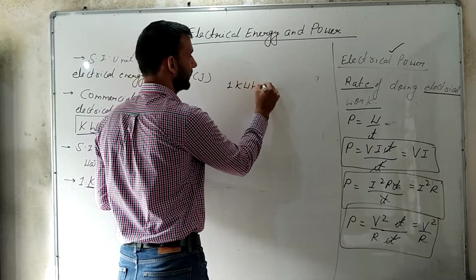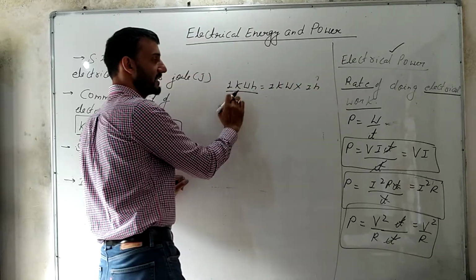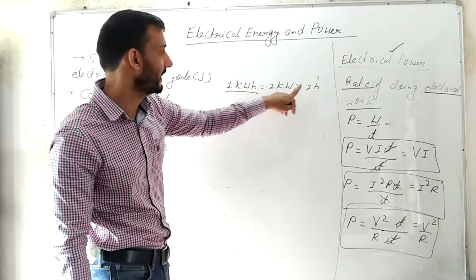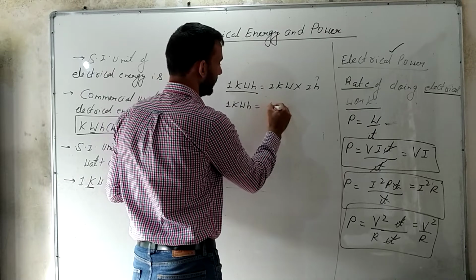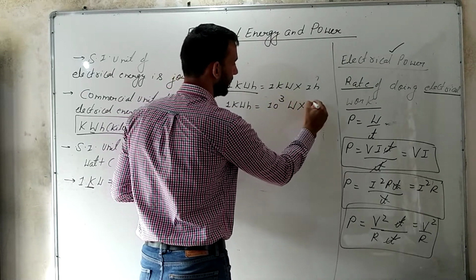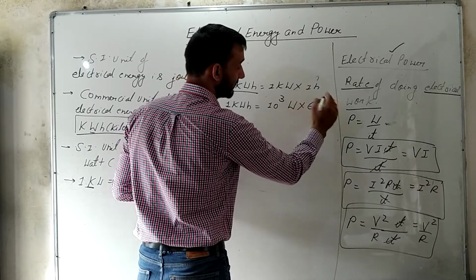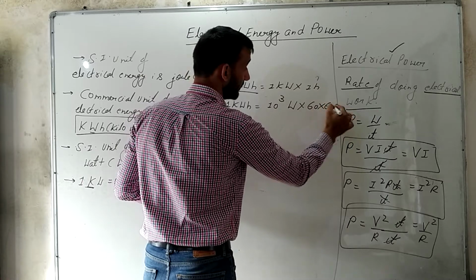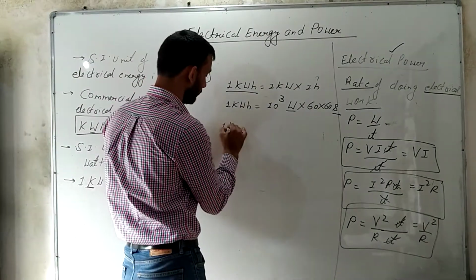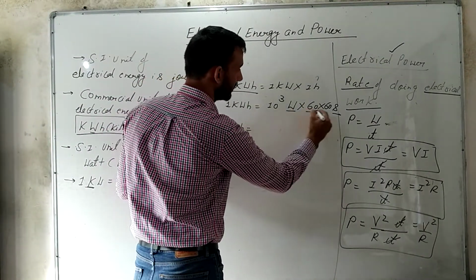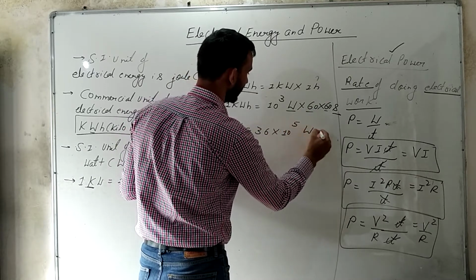1 kilowatt hour, I can write as 1 kilowatt into 1 hour. So if you look at this, 1 kilowatt hour is the energy, 1 kilowatt is the power, and 1 hour is the time. So 1 kWh is equals to 10 to the power 3 watt into 1 hour, which is 60 minutes, and 1 minute is equals to 60 seconds. This watt second, I told you before, will become joule. So 1 kilowatt hour is equals to 36 into 10 to the power 5 watt second.